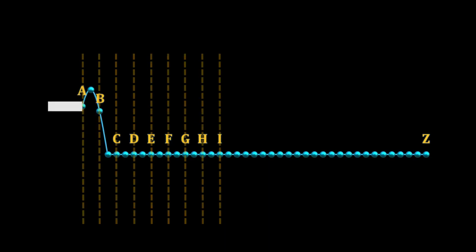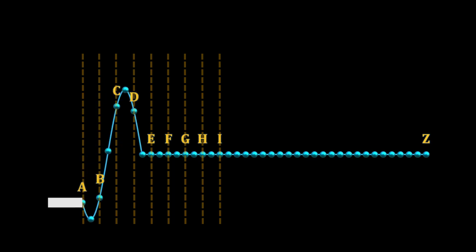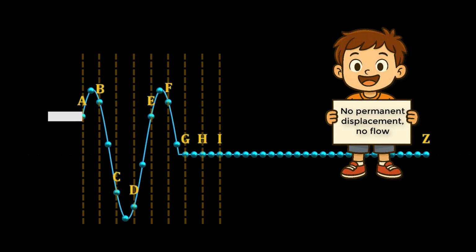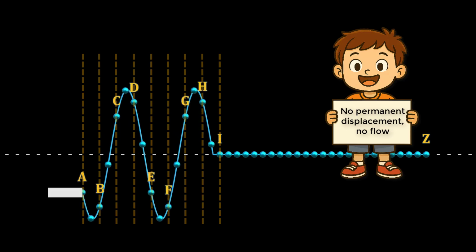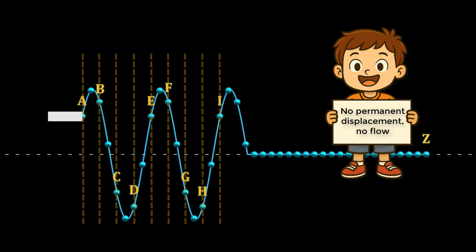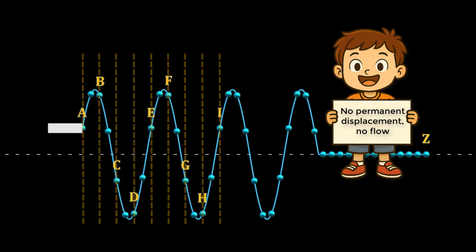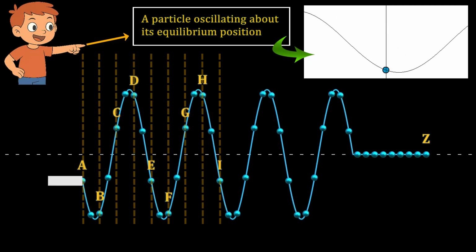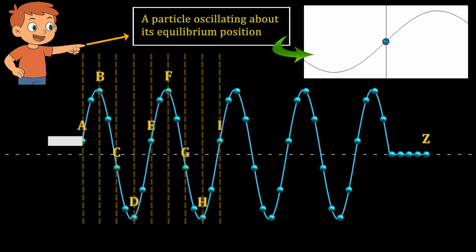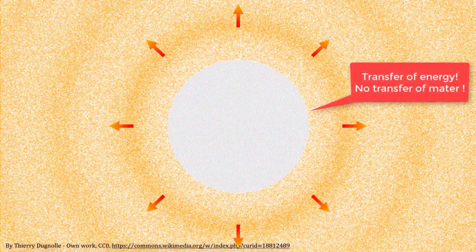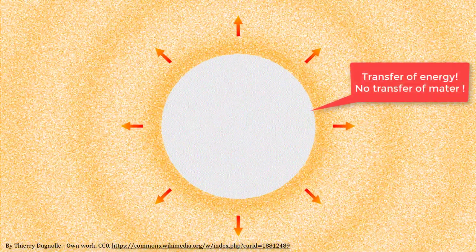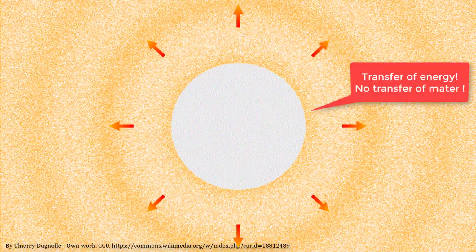Something very important to note here is that at no point do we see that a particle is permanently displaced from its equilibrium position, nor do we see particles flowing along the rope. Every particle simply oscillates about its undisturbed position. This is a very important aspect of wave motion, whereby energy is transferred from one place to another without the transfer of matter.